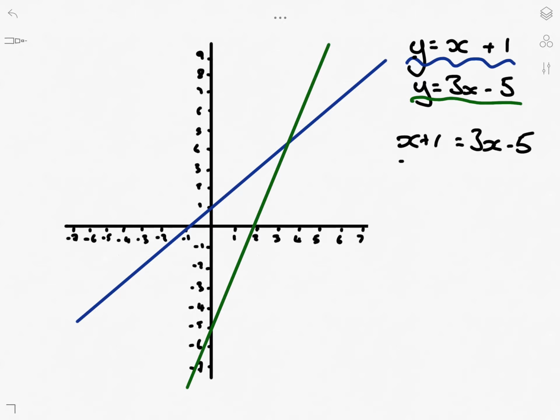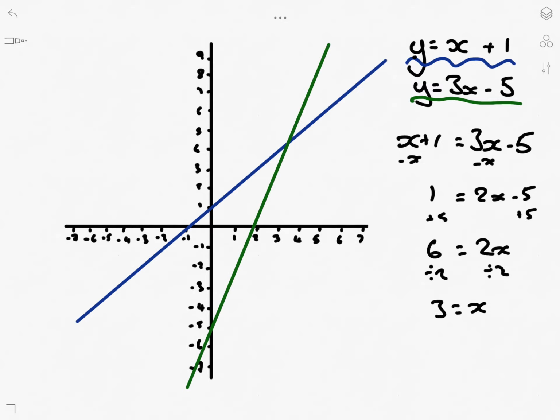I'm going to take away x from this side. So I get just 1 left here. 2x, take away 5. I'm going to add 5, add 5. 6 equals 2x. Divided by 2. 3 equals x. Now we're halfway there. x is 3. I'm going to stick it into this first one to find out y. So y equals x, which is 3, add 1.